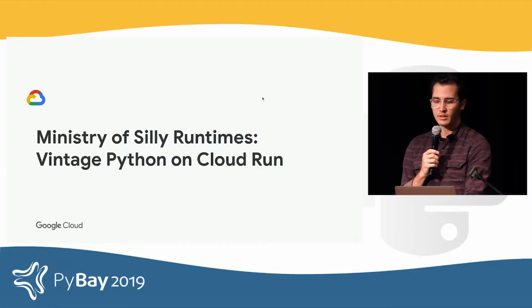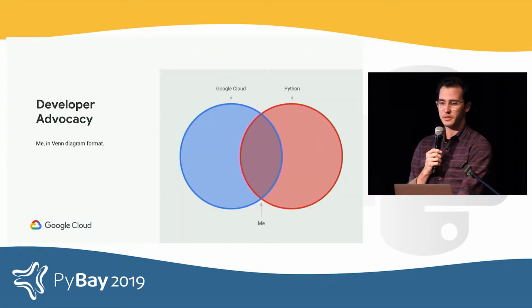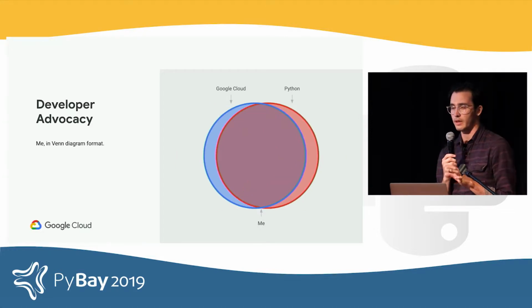So hey, I'm Dustin. I work at Google. I do Python advocacy at Google. So that means I care about Google Cloud and Python. And Python is everywhere. And it also means I get to find out about our cool new products before anybody else.